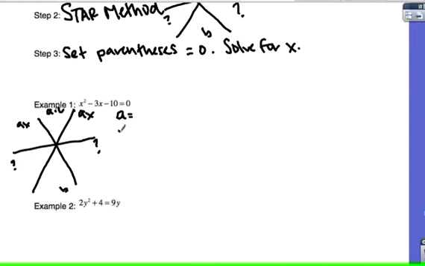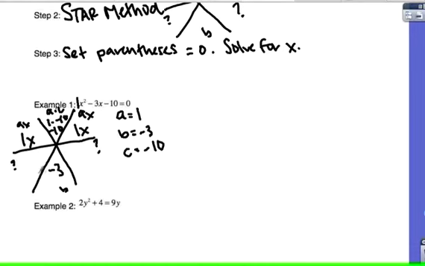So our a, our b, and our c will come from the problem. We've got x squared minus 3x minus 10 equals 0. So we have to know that our a is 1 because there's an imaginary 1 in front of that x squared. Our b is negative 3 and our c is negative 10. So our ax's will be 1x on the sides. A times c will be 1 times negative 10 or negative 10, and our b is negative 3.